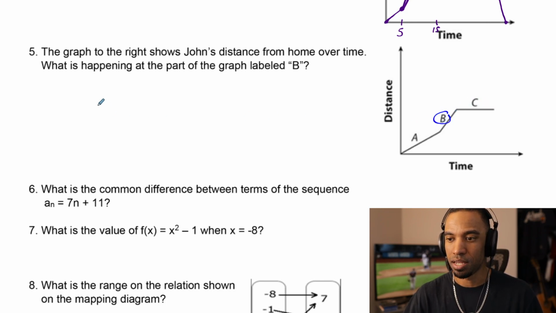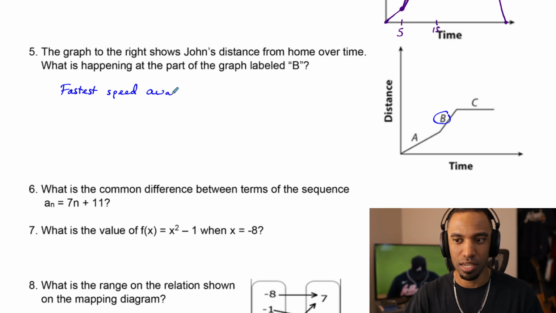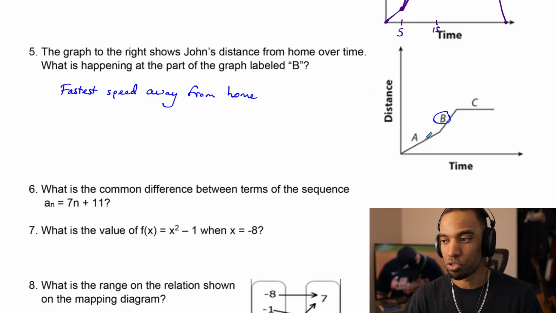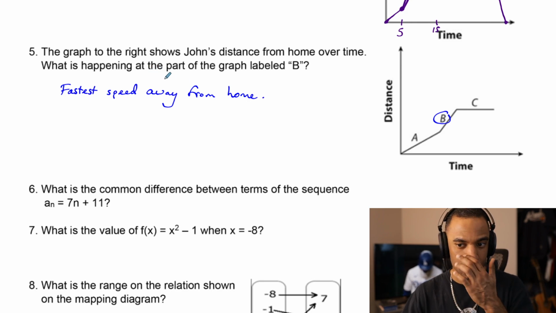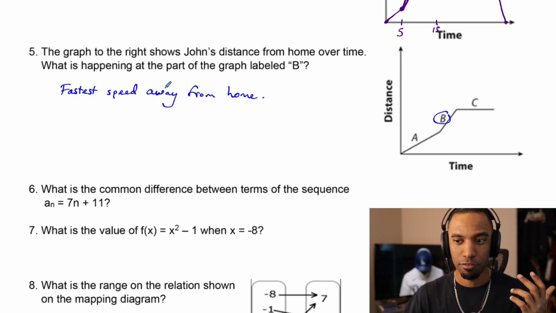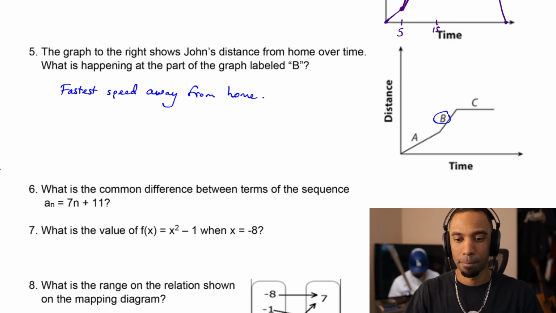So part B is fastest speed away from home. I can't say specifically here because I don't know whether he's walking or driving, and then if he's walking, I don't know if he goes from a walk to a power walk or a jog to a sprint. I don't know. His fastest speed away from home, meaning distancing himself away from home, occurs at part B.